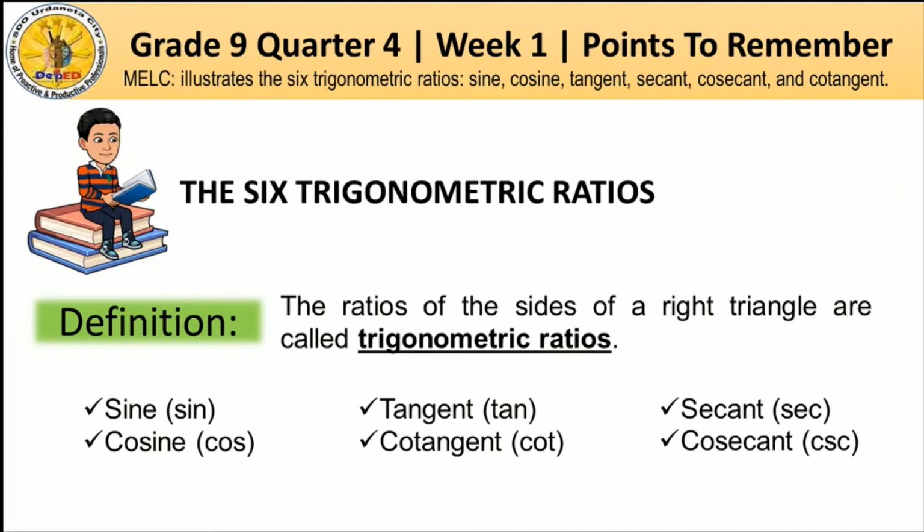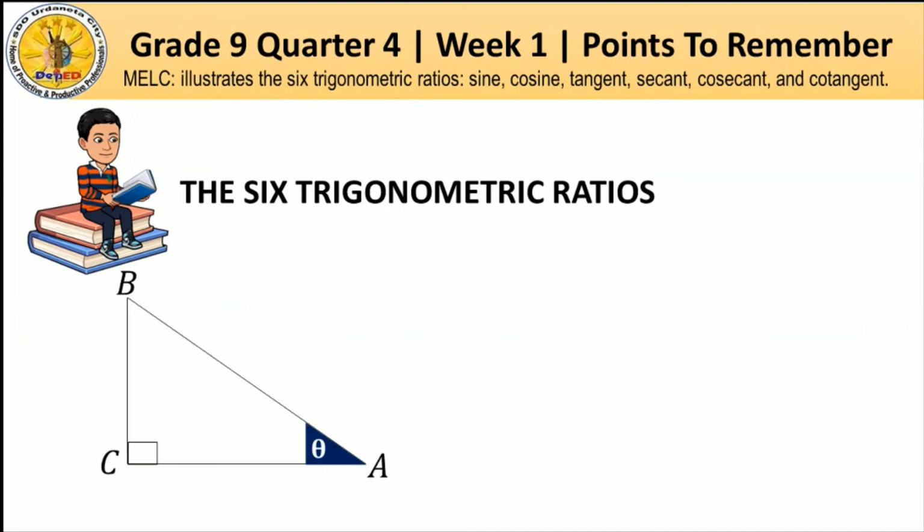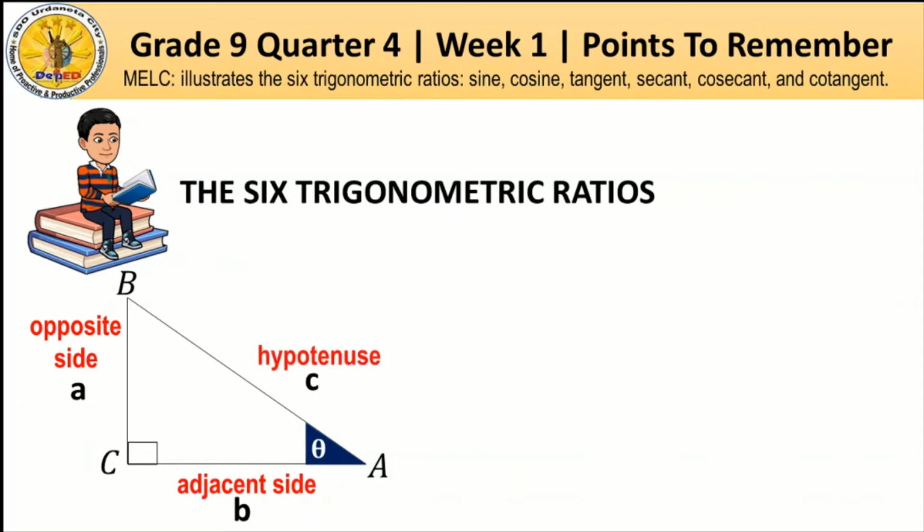To illustrate the 6 trigonometric ratios, let's consider this right triangle with reference acute angle theta. We label the sides as follows: small a, b, and c. Based on the illustration, we can now establish that side a is the opposite side of angle theta, side b is the adjacent side, and side c is the hypotenuse. For you to easily remember the 6 trigonometric ratios, remember SOHCAHTOA.